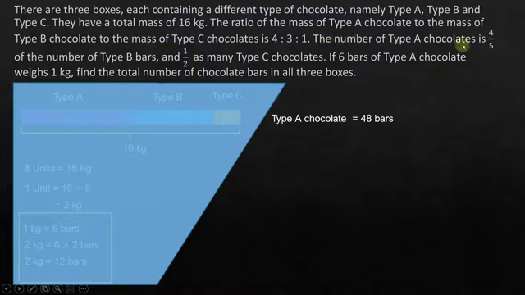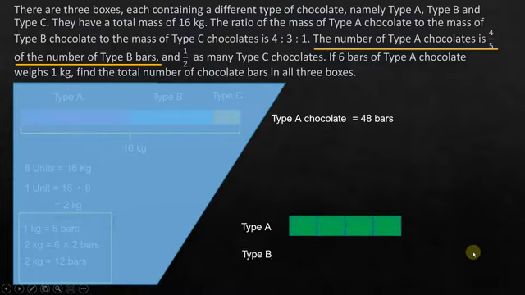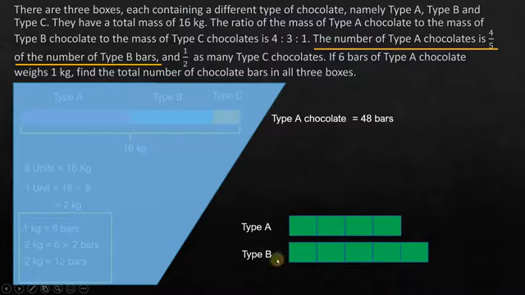The number of type A chocolate is 4/5 of the number of type B bars and half as many type C chocolates. So type A is 4/5 of the number of type B bars, which means type A is 4 units. 5 goes to the second one, type B bars. So type A is 4 units, type B is 5 units. This is type A is 4/5 of type B, right? 4 out of the 5. So that is the relationship between type A and type B.